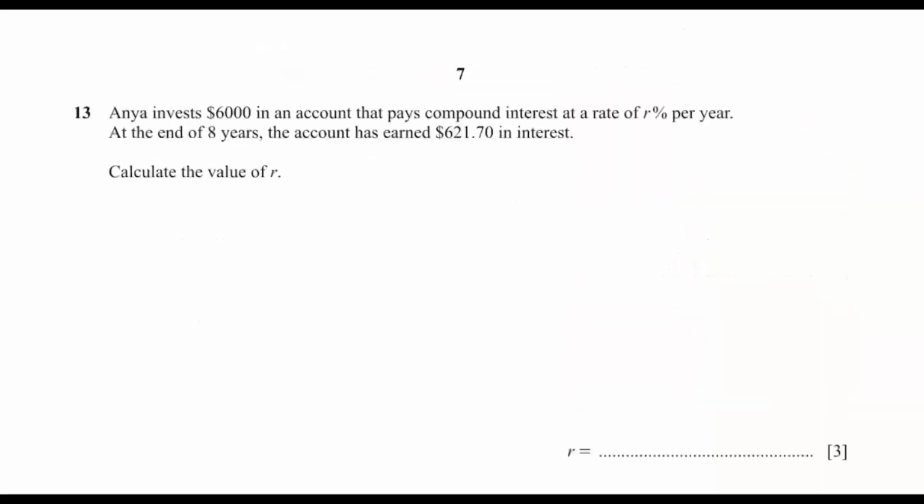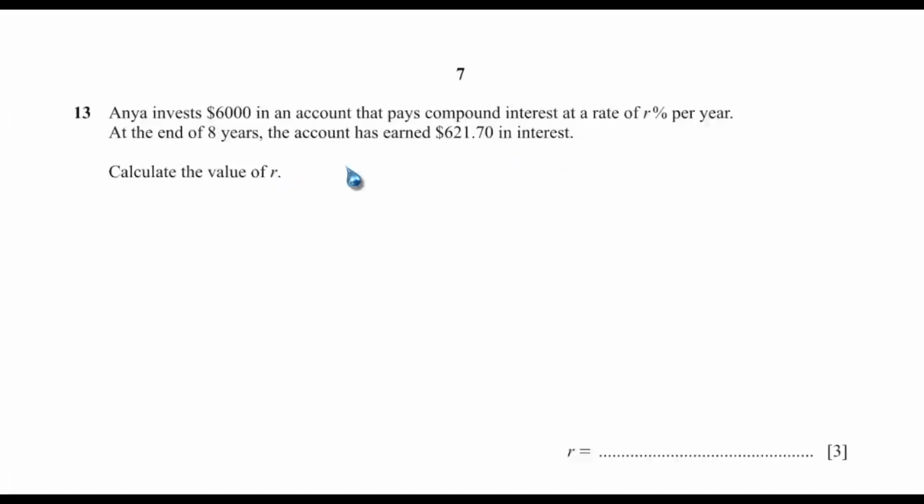So the next question will be question 13. Anya invests $6,000 in an account that pays compound interest at a rate of R% per year. At the end of 8 years, the account has earned $621.70 in interest. Calculate the value of R.